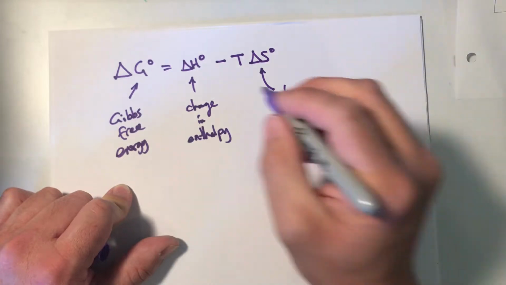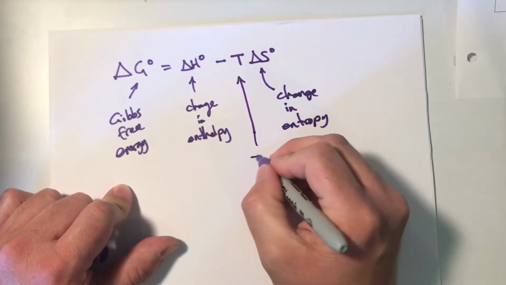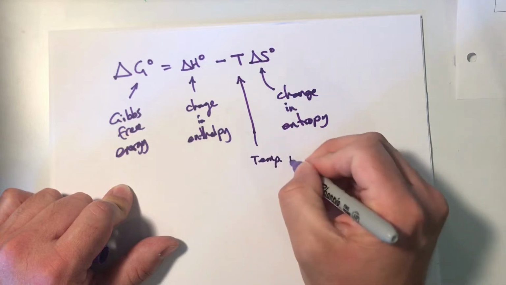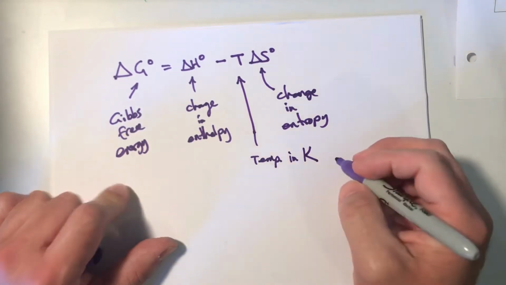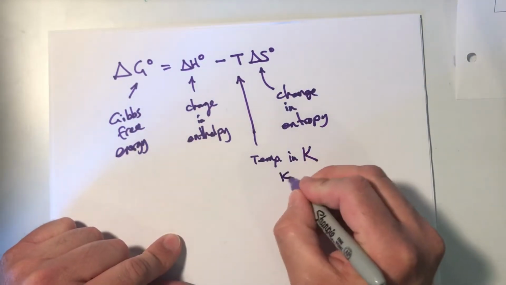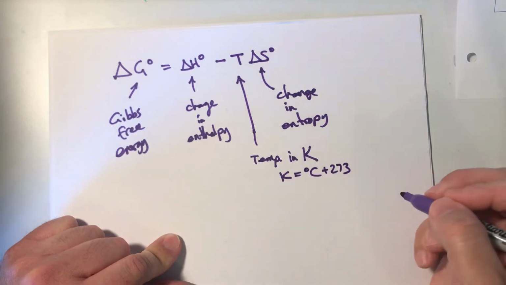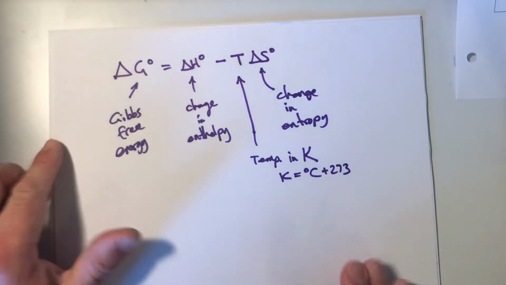All right. One thing to note, the T here, the temperature, is always in Kelvin, never in Celsius. So this number is always going to be positive. Just remember to change everything into Kelvin by adding 273 to the Celsius value. All right. Now, why do we want to do this?